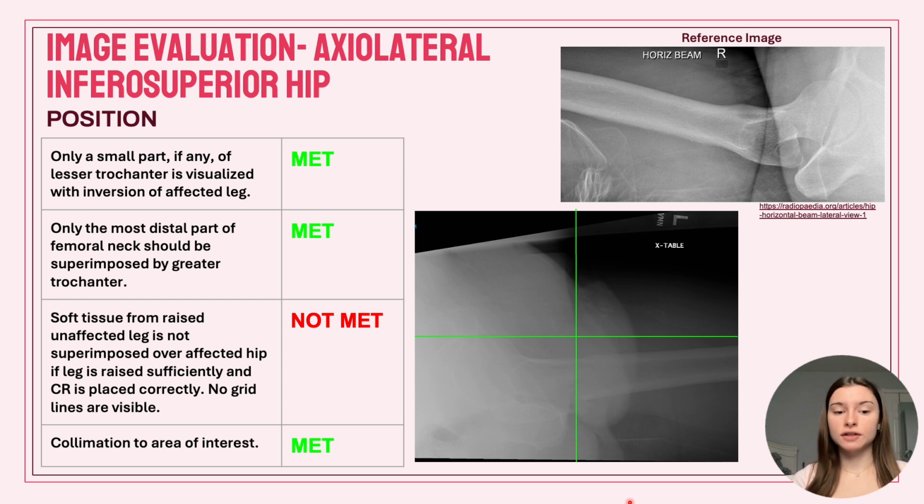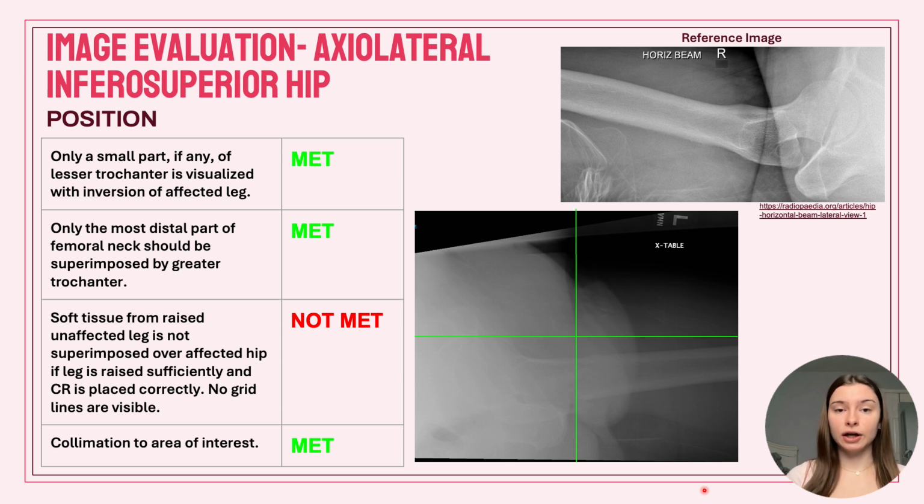And then next we have soft tissue from raised unaffected leg is not superimposed over affected hip if leg is raised sufficiently and CR is placed correctly. No grid lines are visible. So I did say not met for this one because there is a good amount of soft tissue superimposing the affected hip, which means that the unaffected lower leg was not raised sufficiently. You can see all of that soft tissue here, making it harder to see that affected femoral head and neck and proximal part of that femur.